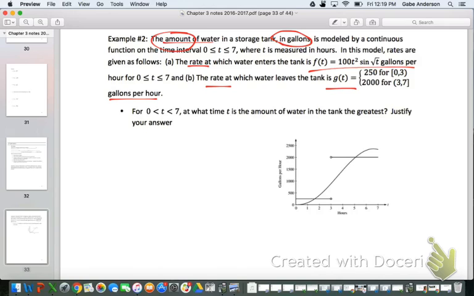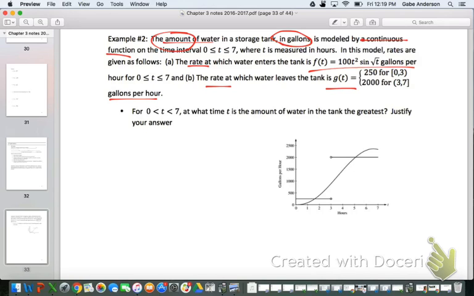So where is this? Look at it. It literally says the amount of water is modeled by a continuous function. Aren't you used to getting the function? Do you see it anywhere? No. It's nowhere, is it? They have not explicitly told us the amount function.